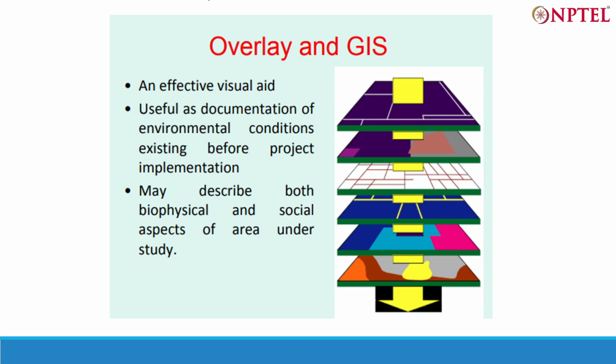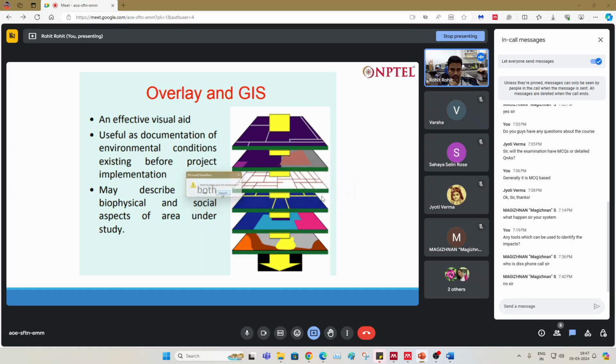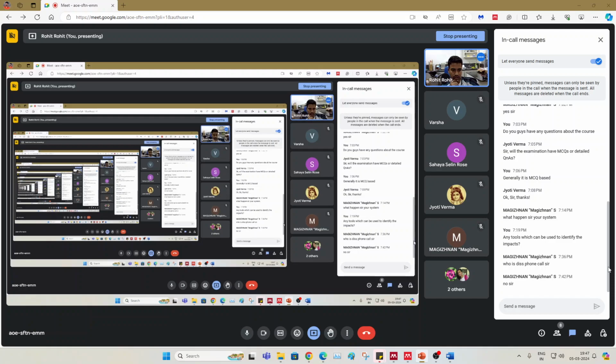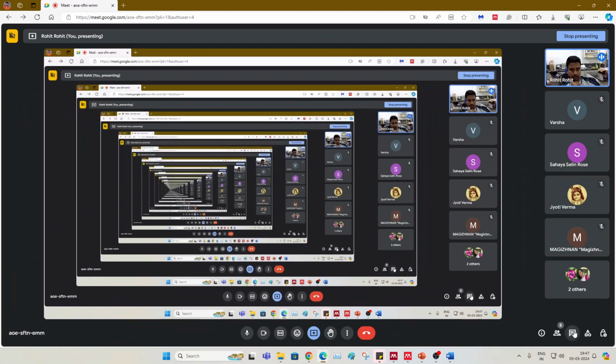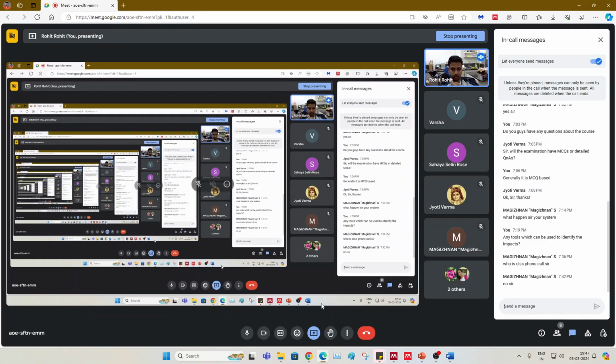Now overlay and GIS. This is actually a very good thing where you actually see the impacts itself. So please see and read this slide and look if it is understandable to you, the overlay and GIS thing. Okay, and before that, let me see if there are any questions. No questions. Okay, so please look into that.